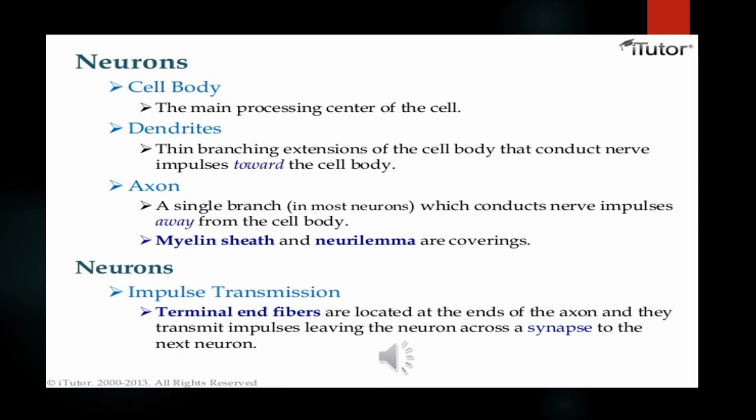Myelin sheath and neurilemma are coverings. Hope everyone remembers the definition of nerve impulse, which is messages that travel along nerve cells as tiny electrical signals, or impulses. Impulse transmission is done by terminal end fibers, which are located at the end of axons, and they transmit impulses leaving the neuron across the synapse to the next neuron.